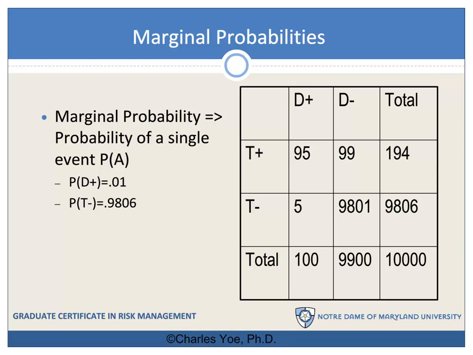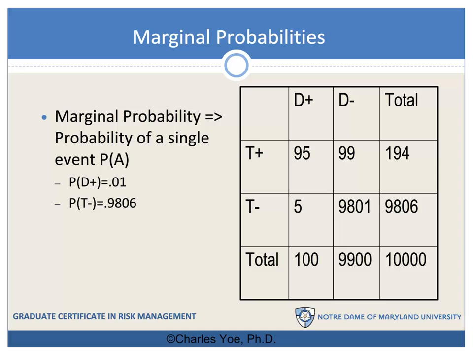Now let's take a look at the rows. The rows contain information about how a diagnostic test turned out. T plus is test positive. T minus is test negative. And then the total is again the total number of people in the data set. So we have the intersections of rows and columns which enable us to parse the information a bit more precisely.